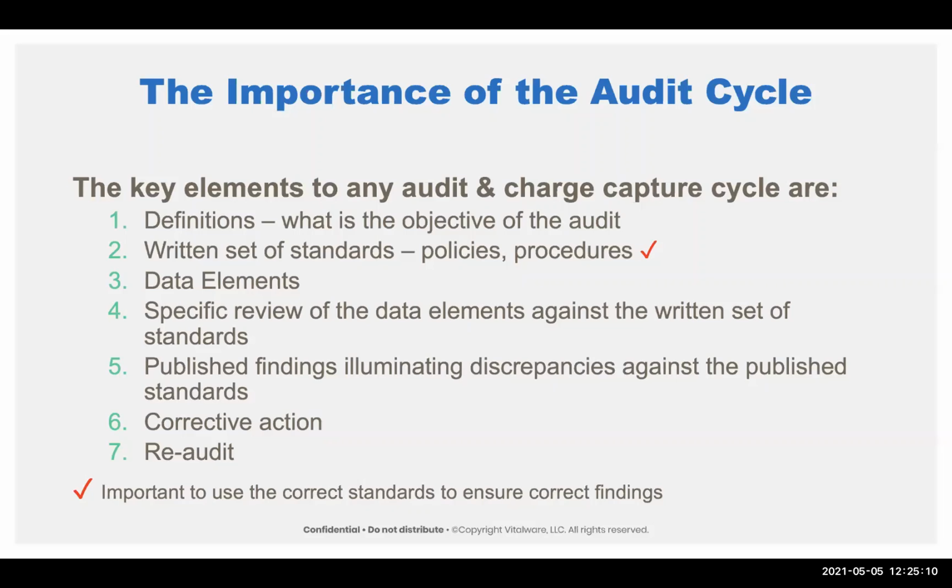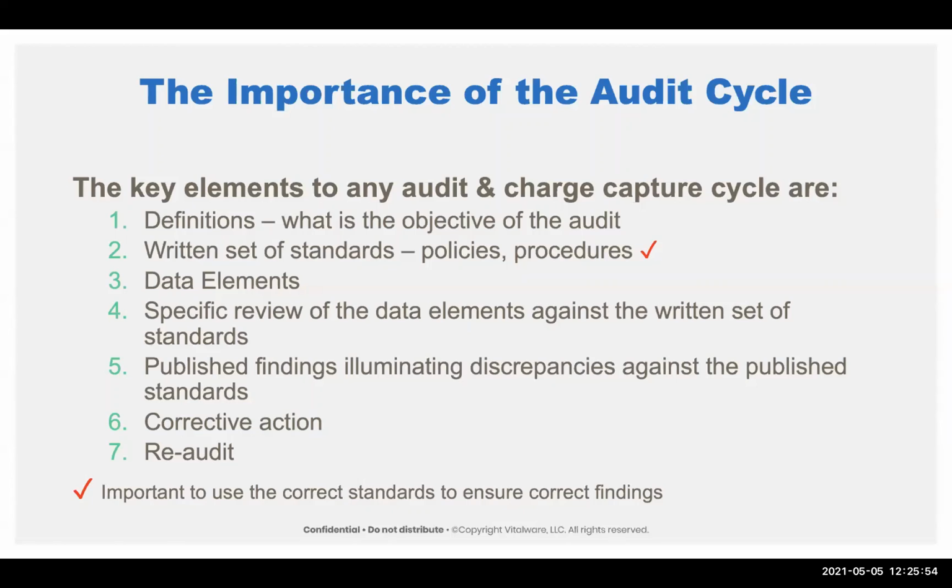And this is why OPPS 2008 gave 11 criteria for E&M levels. In those criteria, they specifically state that there are documented policies and procedures that can be reproduced by a third party and offered at any point in time. So this is one of the issues we see. Then the data elements: what data are we going to pull? Specific review of the data elements against the policies and procedures. Published findings illuminating any discrepancy. So we've evaluated it, now what do we have to say about it? And then a corrective action plan, and re-audit it. So these 7 steps are pretty much everything.